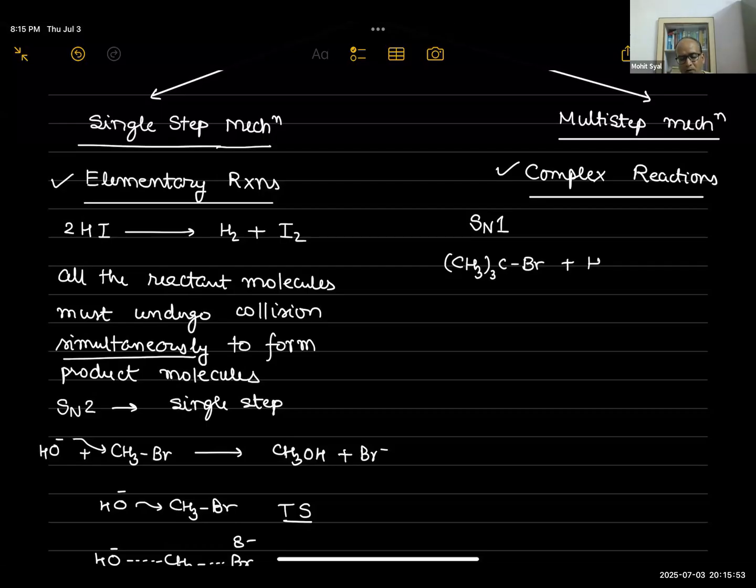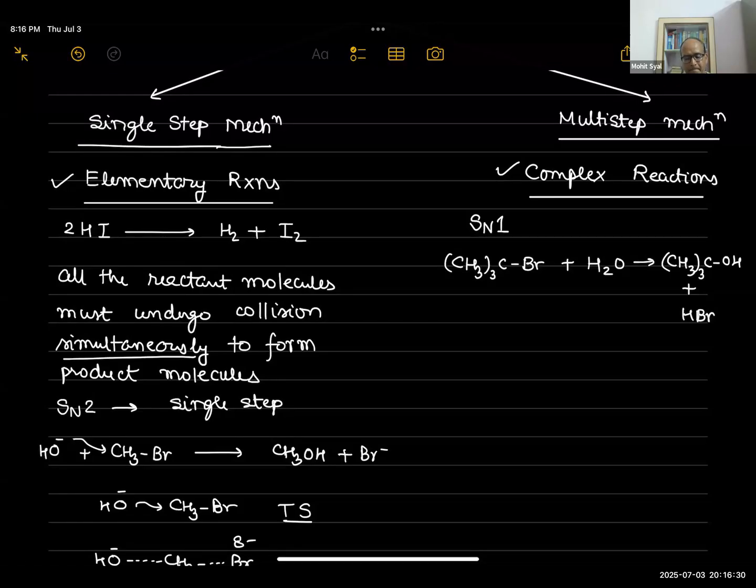Ibrahim, can you help me out to figure out SN1? I will write the equation first. These are the reactants and products. Got it? Yes, sir. So how may it be happening if it is SN1? Ibrahim, can you help me out?